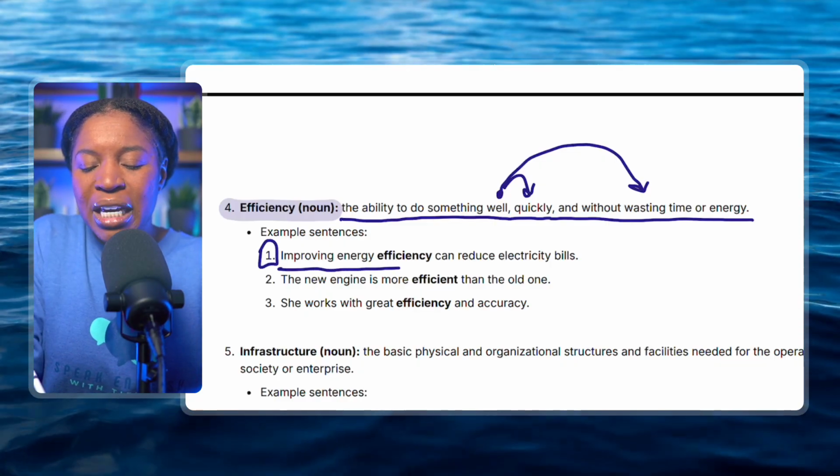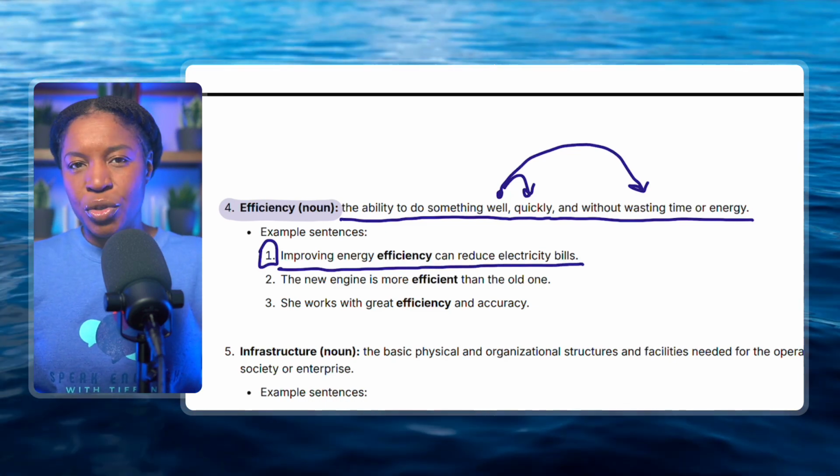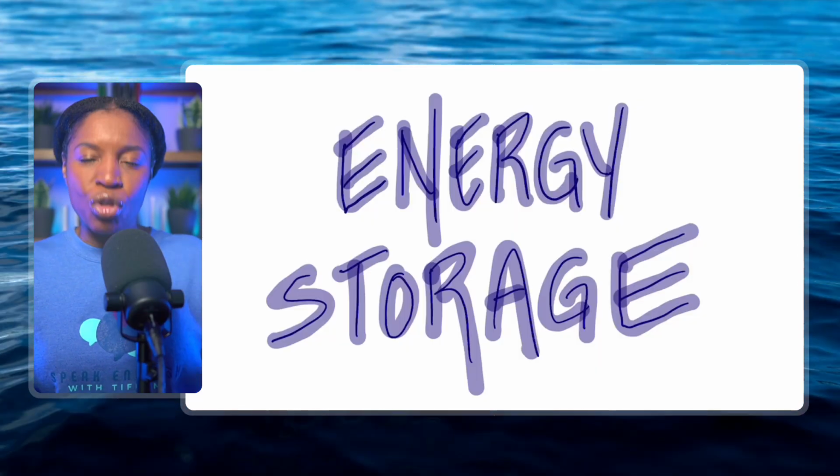So here's an example sentence. Improving energy efficiency can reduce electricity bills. Improving the way that you use your energy, improving the things that you're doing throughout the day so that you're not wasting any energy. Again, remember, our topic is energy storage. So you're trying to make sure that you are using the energy wisely and efficiently.